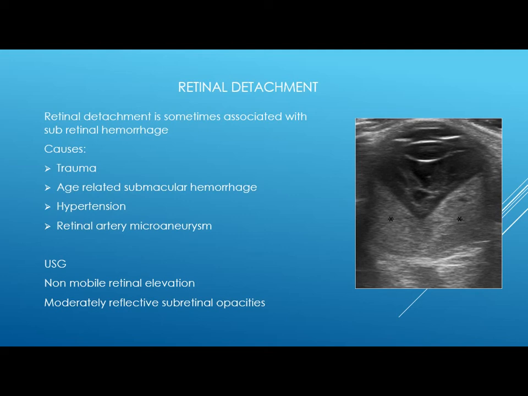Retinal detachment is sometimes associated with subretinal hemorrhage, which is due to trauma, age-related submacular hemorrhage, hypertension, and retinal artery microaneurysm. On ultrasound, it reveals elevated retina with moderately reflective subretinal opacities. That's the blood.